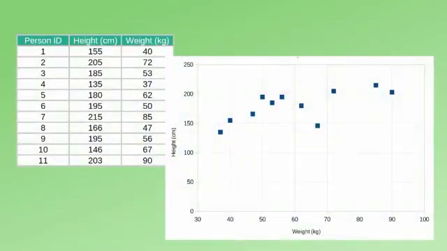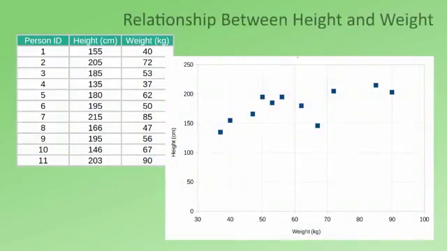This scatter plot shows a sample of 11 observations according to the relationship between height and weight. In the lower left-hand side of the graph, we see plotted individuals with relatively low height and weight. In the upper right-hand portion, we see individuals with relatively high height and weight.